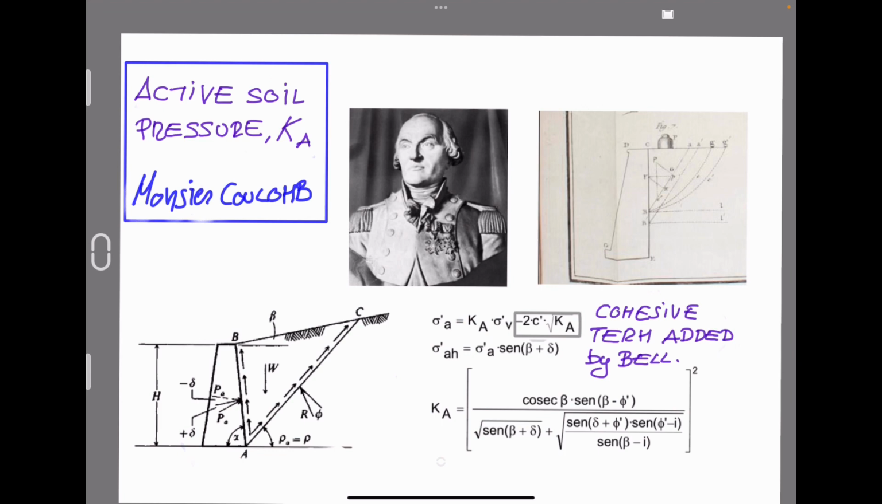Also, we can find here in the image the equation for sigma prime a, which includes a cohesive term added by an engineer, Bell, during the 20th century. All those soils which have been identified as cohesive for sure generate less lateral pressure than others with cohesion equal to zero.